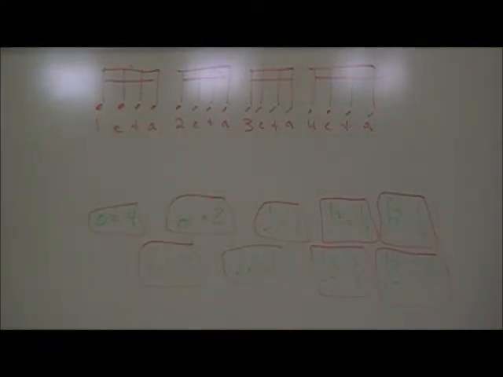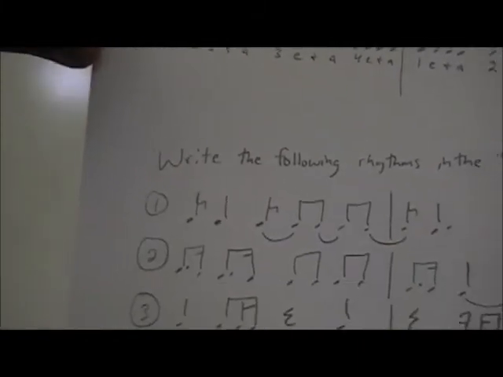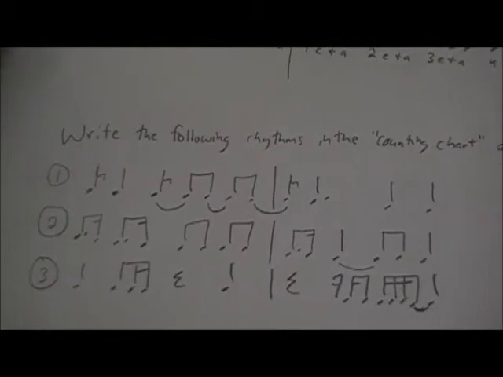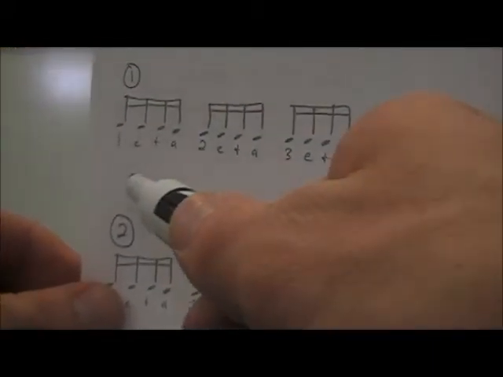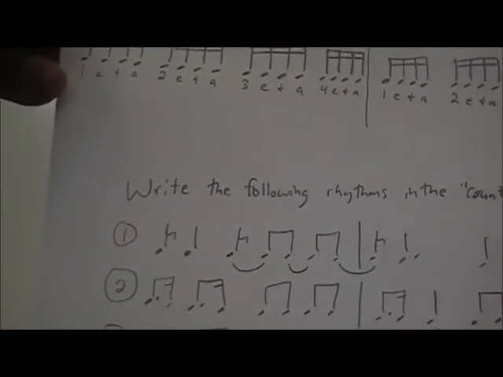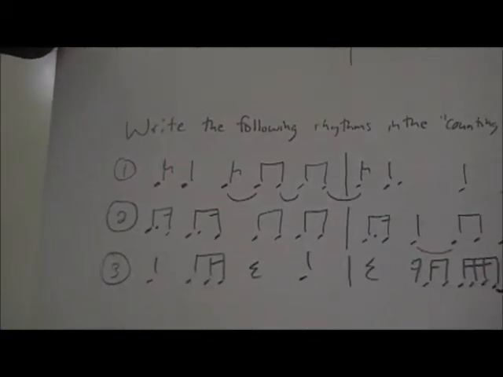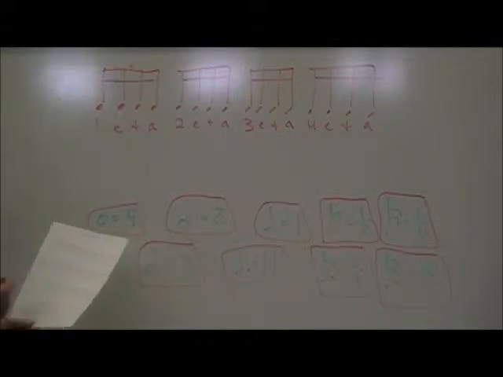All right, freshman band, so looking at the rhythm worksheet number 1, there's 3 counting charts. 1, 2, 3, and at the bottom it says write the following rhythms in the counting charts. So, like the number 1 rhythm, you're going to write it up here right underneath that. Okay, we're going to do that right now. We're going to actually take number 2 here, the first measure of number 2, and we're going to write that in on the counting chart. So you can have that first measure. So find number 2, and you're going to write it right underneath.